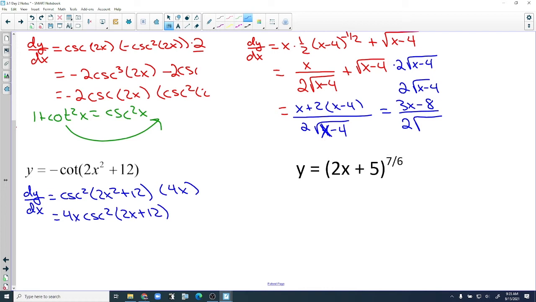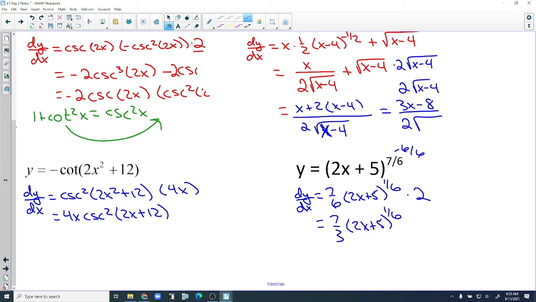And then this one over here, dy dx, is 7/6, 2x plus 5 to the negative 5/6. That's to the 1/6 and then times 2. So 7/3, 2x plus 5 to the 1/6. Any questions on those two?